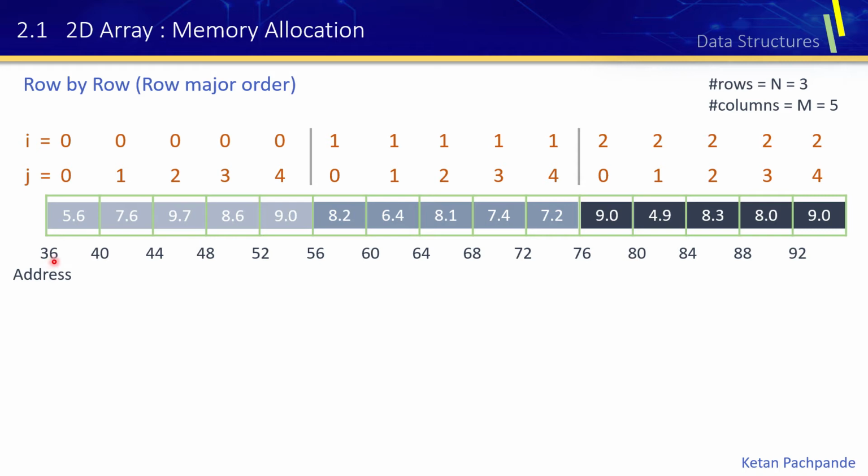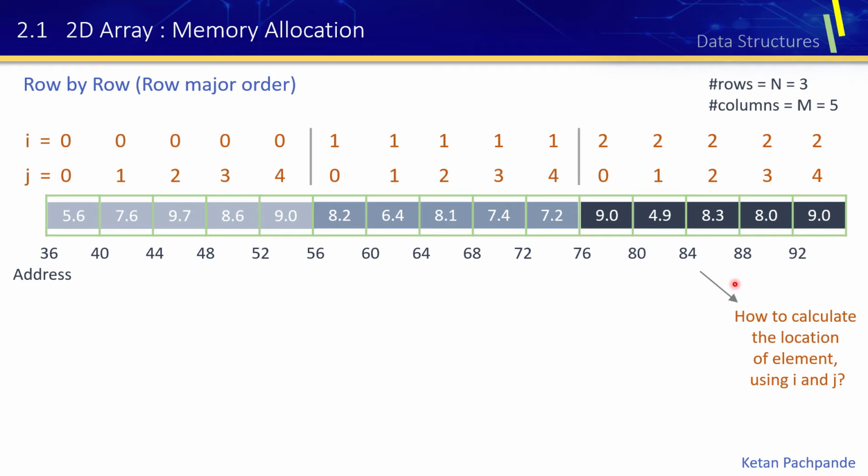Assuming that one float element takes 4 bytes, the second element in the array will start from 40, because 36, 37, 38 and 39, 4 memory locations, will be used by the first element. So the next element starts at 40, at an offset of 4 basically. The next element starts at 44, 48, 52 and so on.